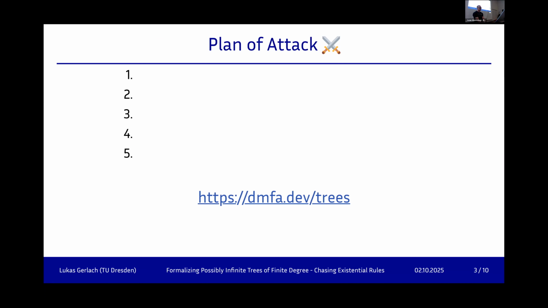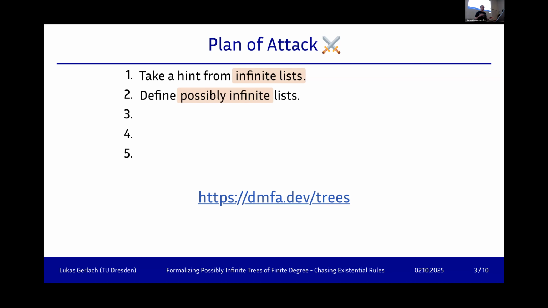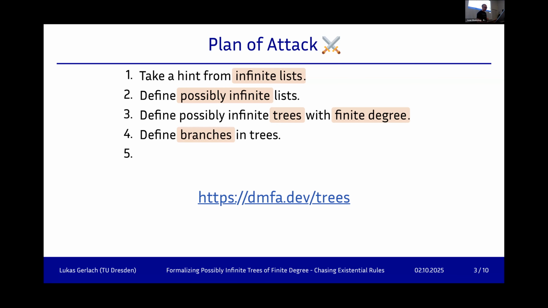All right, so the plan of attack for this small thing is to first take a hint from infinite lists, then see how we can make those infinite lists into possibly infinite lists, right? So they might also be finite. And then we're going to take this approach to build possibly infinite trees. And we also want those to have finite degrees because this is what our chase trees look like. Then we're going to define branches of such trees properly because this is also something that I need.